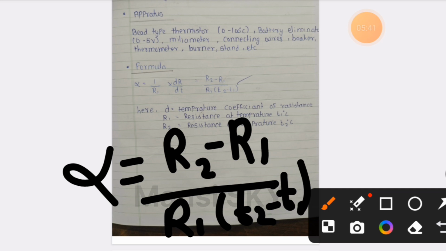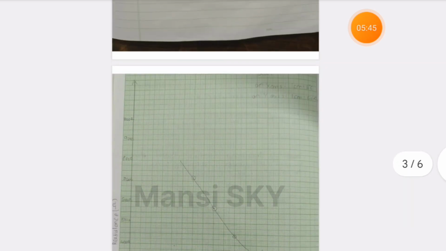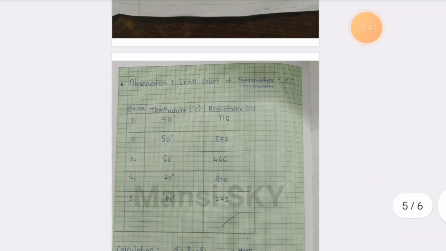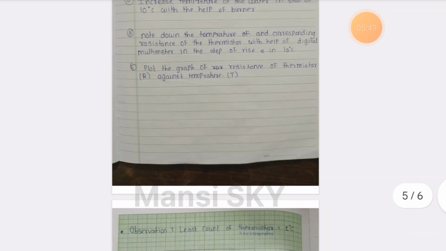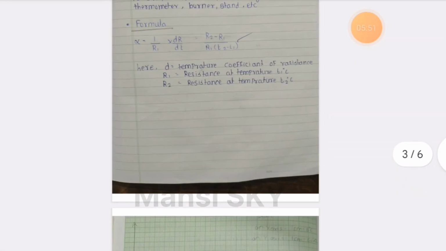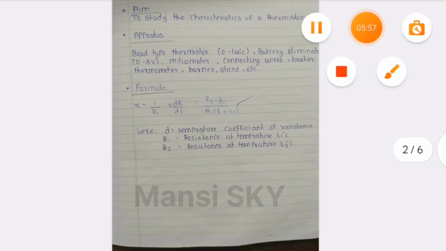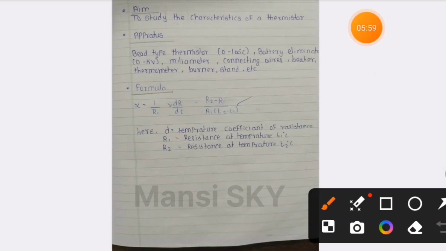I will be explaining this formula after some time, because when we study the observation table, this formula is very helpful for understanding the table, and the table is very helpful for understanding the formula. I will just tell you these things now. Alpha is nothing but the coefficient of resistance. Then what is R1? R1 is the resistance at temperature T1, and R2 is the resistance at temperature T2.